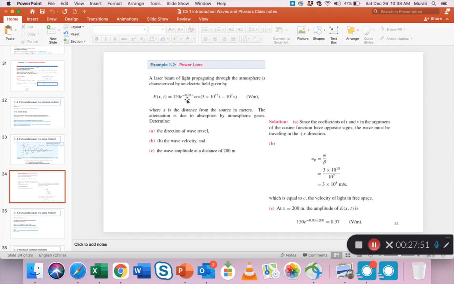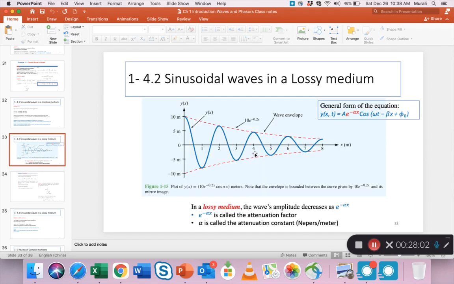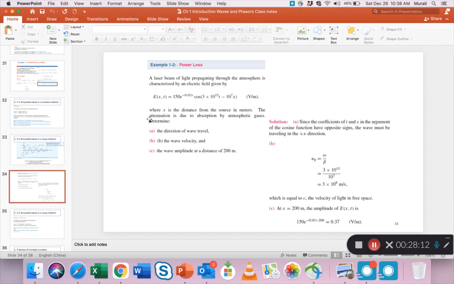So let's look at slide 34 first. He's given us an exponential sinusoid, and this is obviously in this format. It's in a lossy medium, and he wants us to do things about the exponent and the alpha. First of all, determine the direction of wave travel, wave velocity, and the wave amplitude at a distance of 200 meters. That means at x equals 200 meters, find the wave amplitude. So here's the solution. First, he gives us the direction as positive.